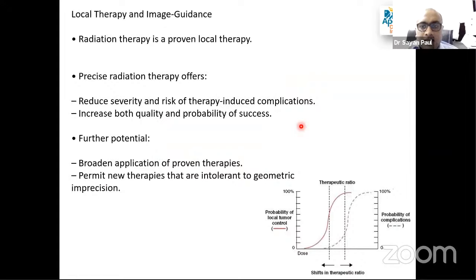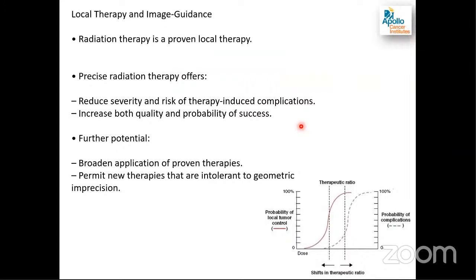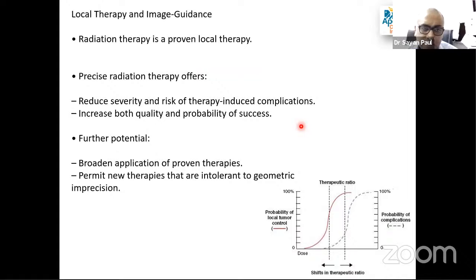So why is accuracy and precision necessary? Why is image guidance necessary? Because radiation therapy is a proven local therapy. If we can give precise radiation therapy, we can reduce the severity and risk of therapy-induced complications, that is normal tissue complications, and we can increase the quality and probability of success, that we all know.